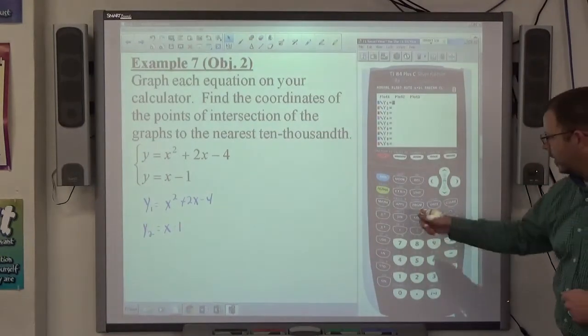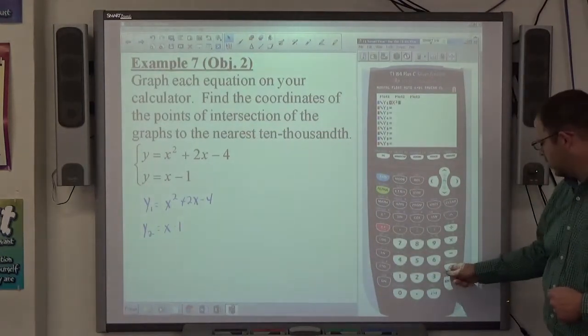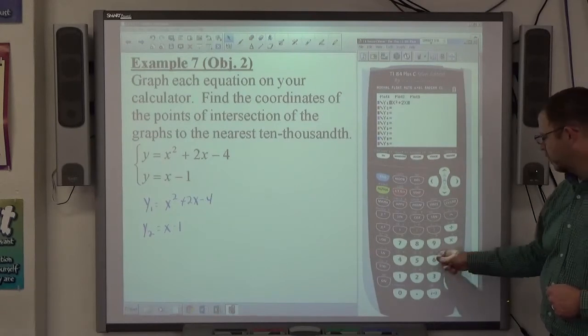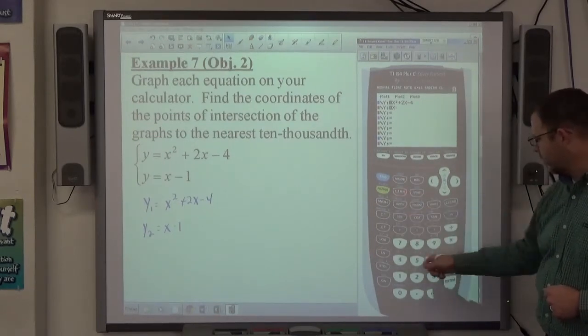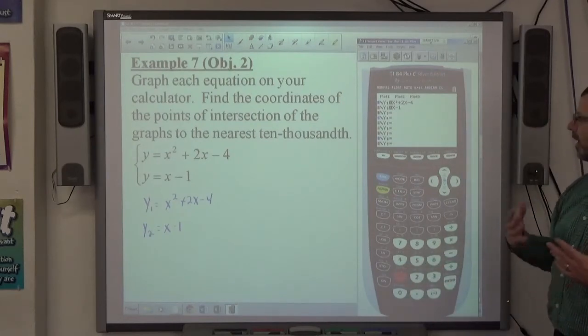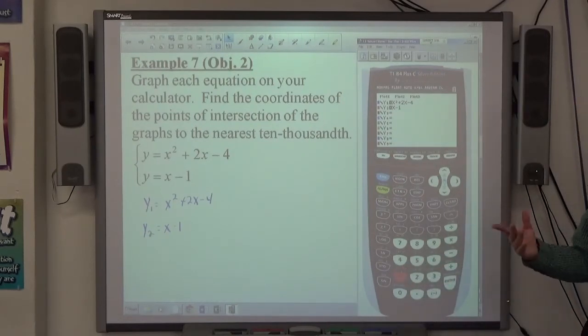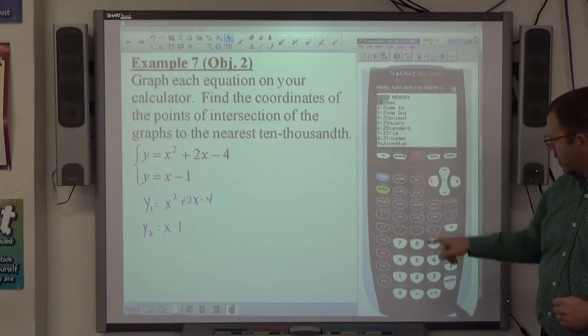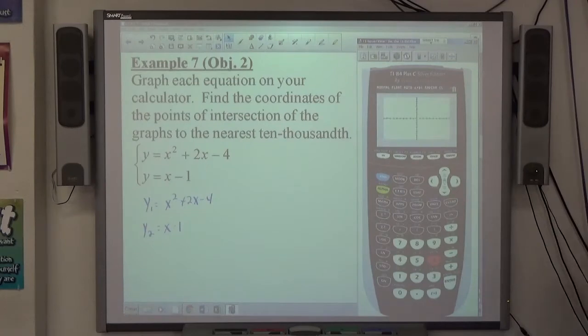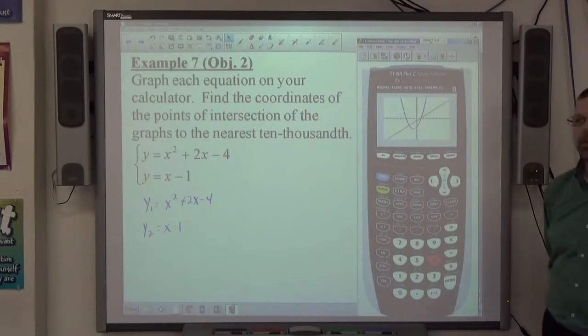So y1, I'm going to put x squared plus 2x minus 4. And y2 is going to be x minus 1. I don't really know where these things are going to intersect, so I'm just going to do a standard zoom. That's zoom 6, negative 10 to 10 on x and negative 10 to 10 on y. We should see a parabola for the first one, a straight line for the second one. There it is, straight line. And we're looking for points of intersection. We can see some points of intersection.